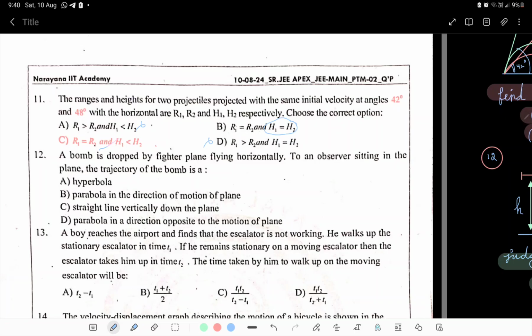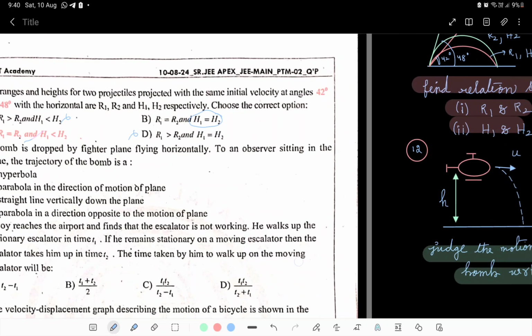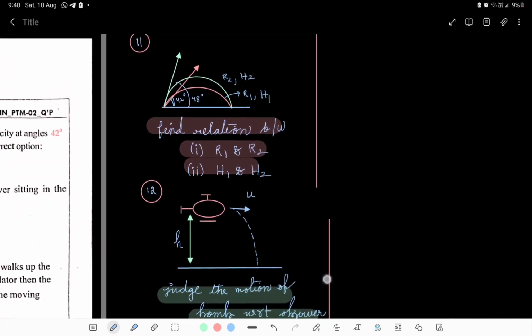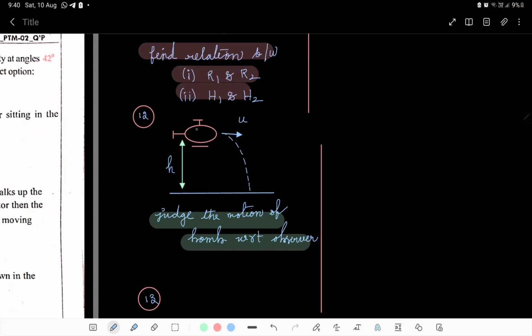A bomb is dropped by a fighter plane flying horizontally, as seen by an observer sitting in the plane. The trajectory of the bomb is hyperbola, parabola, no, I think it's a straight line. Why is that a straight line? This guy is in the plane, and this guy is also moving with velocity u, right? So in the horizontal direction, if you find the relative velocity, it will be equal to 0, because they both are moving in the same direction. So there is no horizontal velocity.